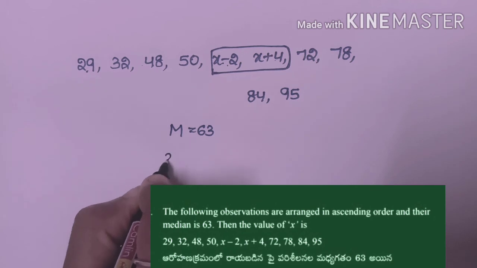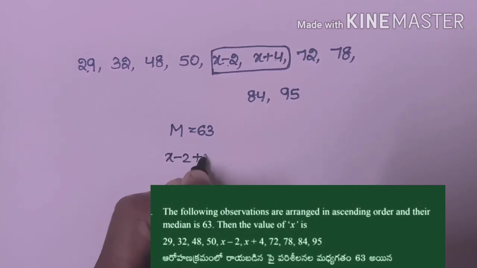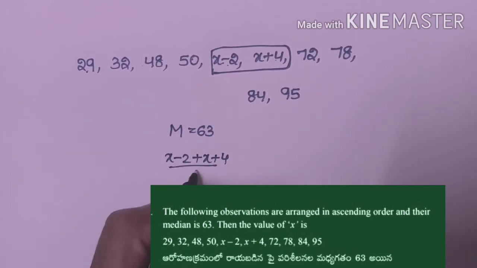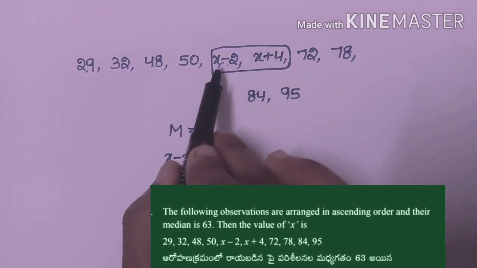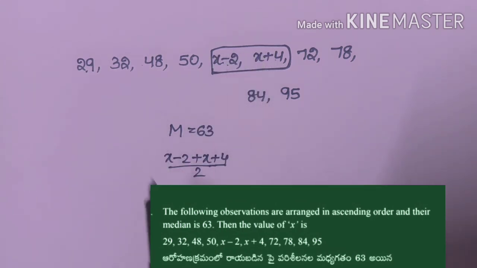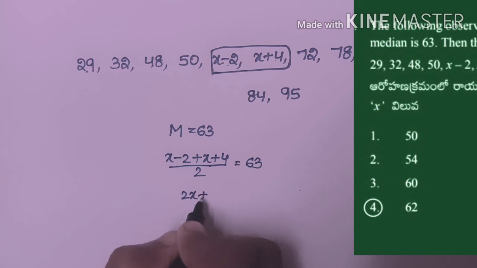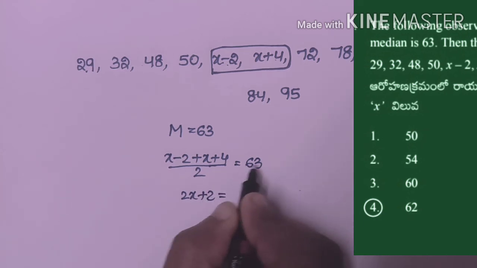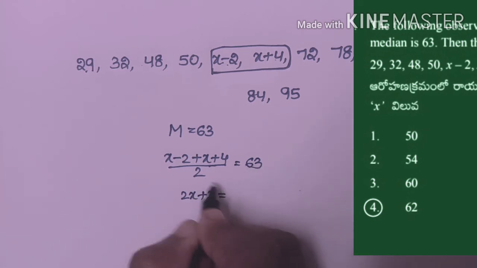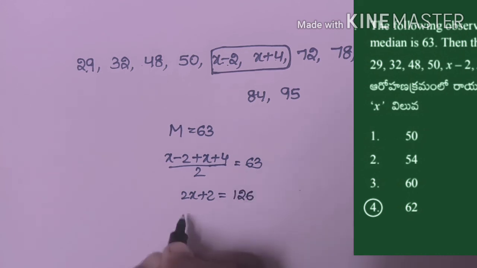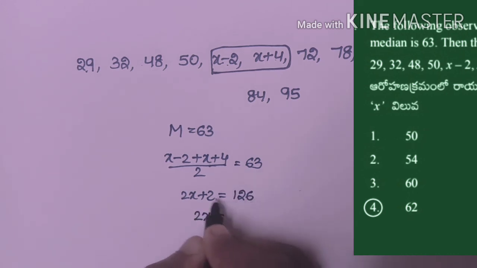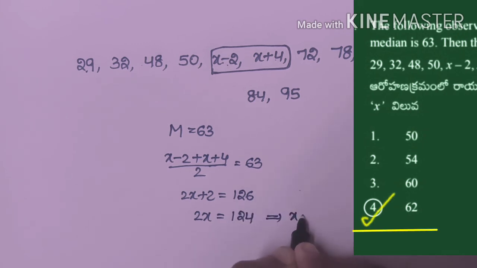That is median is equal to 63 means x minus 2 plus x plus 4 by 2. Median is nothing but the middle value. Here we have 2 middle values, so take the average value, that is x minus 2 plus x plus 4 by 2 is equal to 63. That is 2x plus 2 is equal to 63 into 2, that is 126. Then 2x is equal to 126 minus 2, 124. Then the value of x is equal to 62. That is the last option.